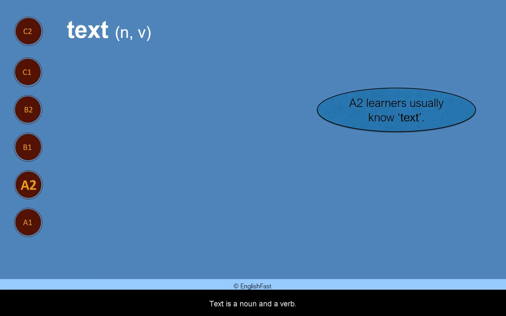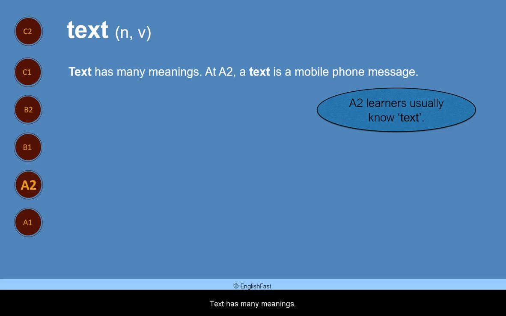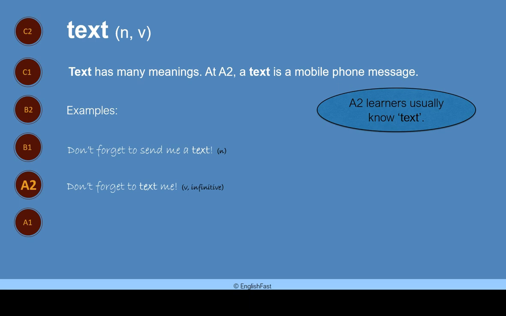Text. Text is a noun and a verb. A2 learners usually know text. Text has many meanings. At A2, a text is a mobile phone message. Here are some examples. Don't forget to send me a text. Don't forget to text me. She always texts me when she gets home.